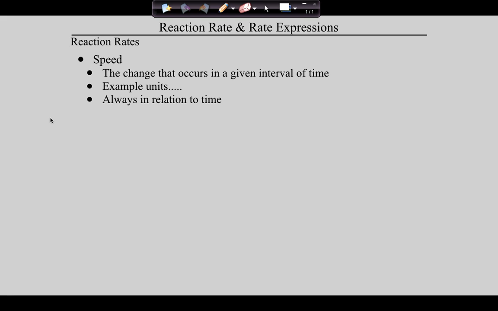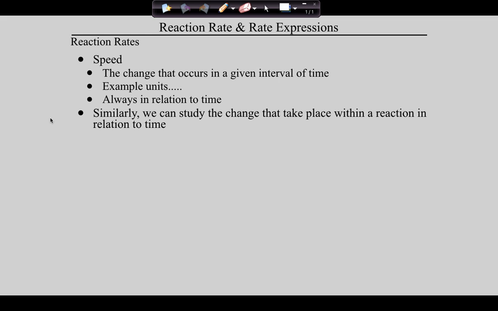So, can we not write this down? Similarly, when we measure speeds of reactions, it's got to be in relation to time. Don't write that down. Should I delete it? I know. So guys, let's do this then.